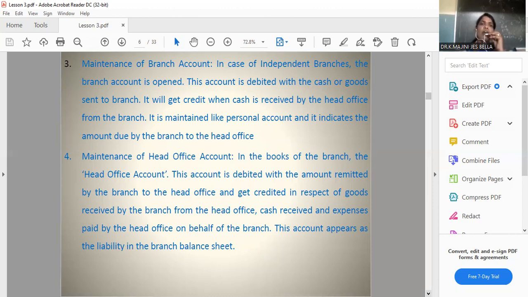Then, maintenance of head office account. In the books of the branch, the head office account is debited with the amount remitted by the branch to the head office and gets credited in respect of goods received by the branch from the head office, cash received, and expenses paid by the head office on behalf of the branch. This account appears as a liability in the branch balance sheet.